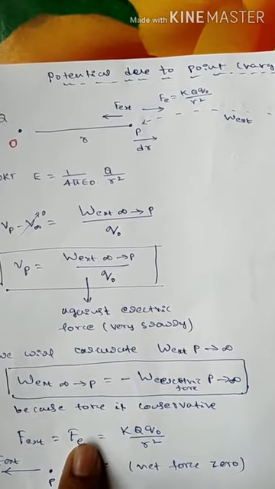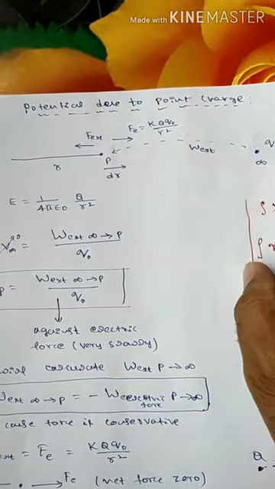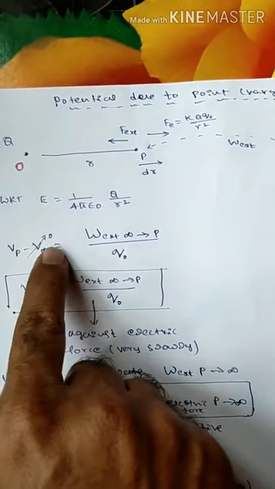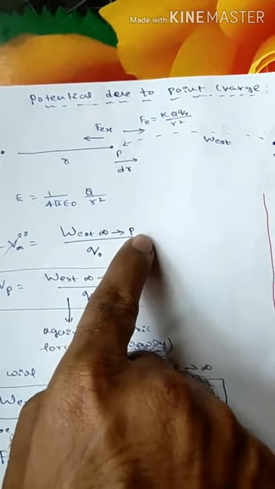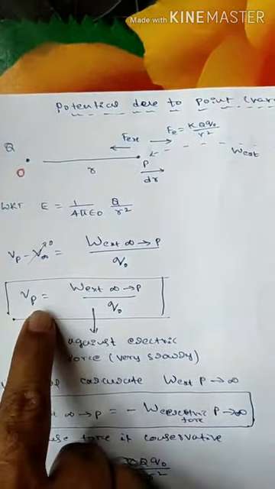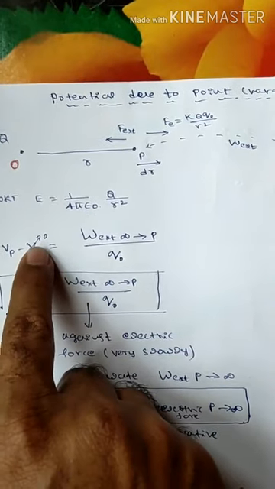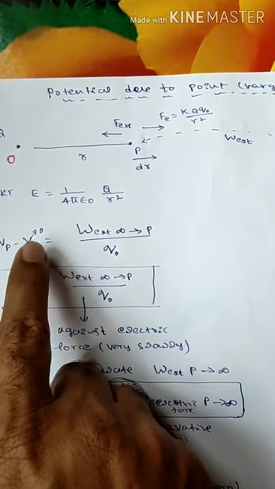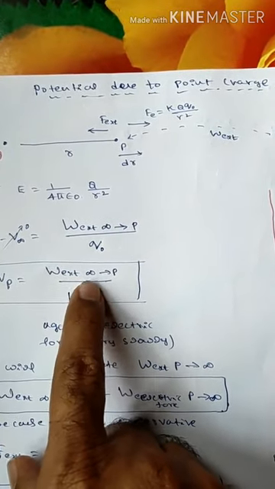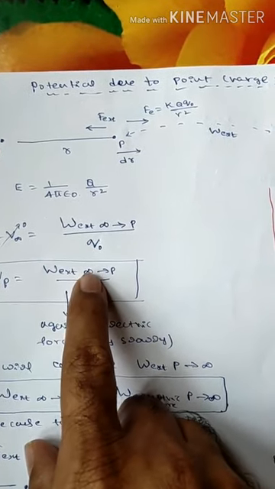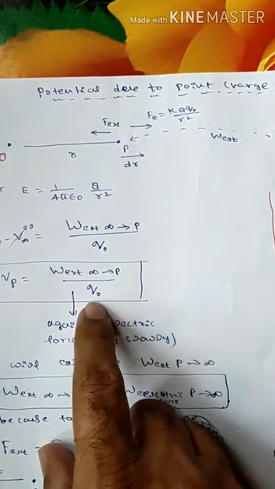Clear? Clear? OK. See, then Vp minus V infinity: all of you know that it is the work done by the external agent from infinity to point P divided by q naught. Potential at point P, this point is always 0, it is purely an assumption. Clear? Vp is equal to what? Work done by the external agent to bring a charge from which point to which point? Infinity to point P divided by q naught.